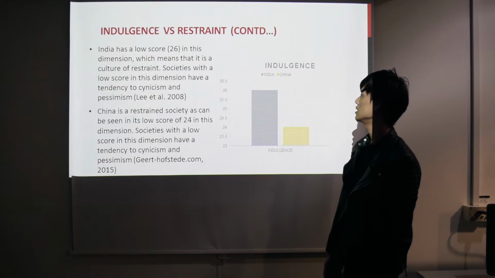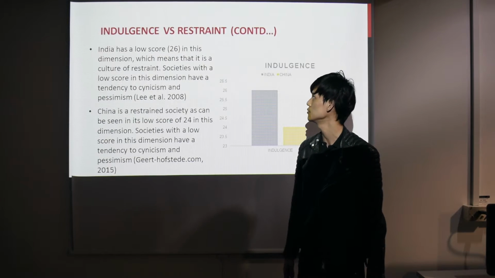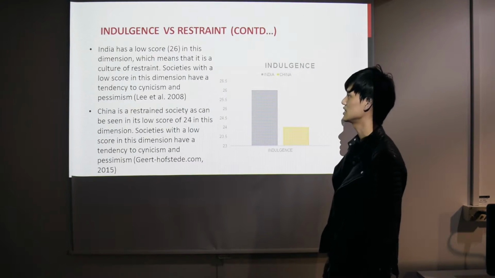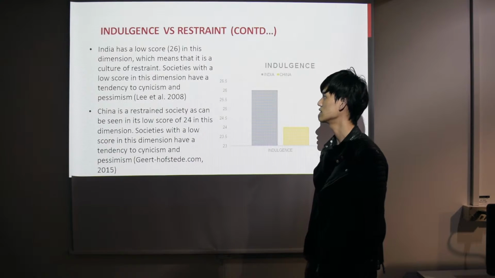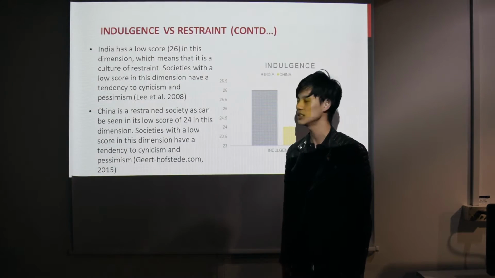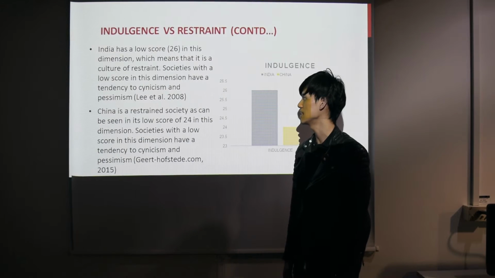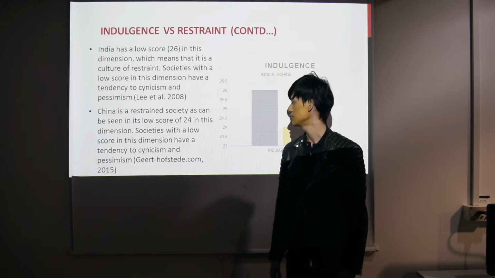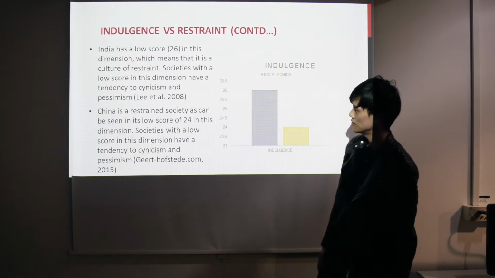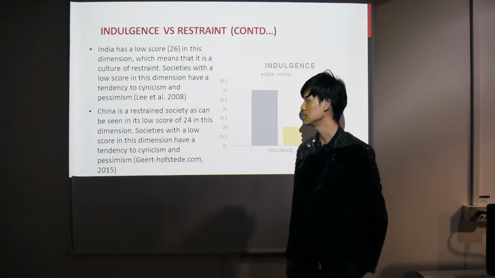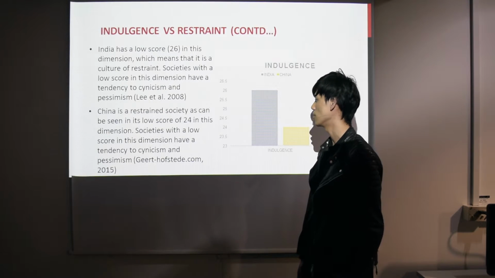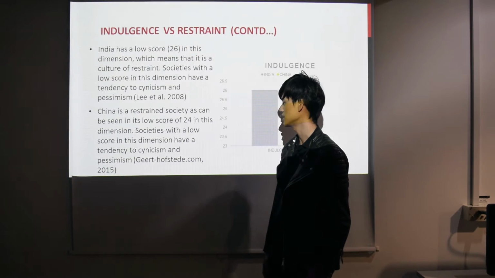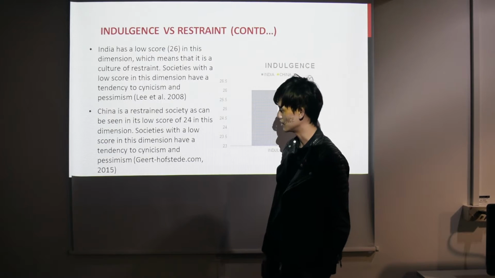This is the continuation for indulgence versus restraint. India has a low score of 26 in this dimension, which means that it is a culture of restraint. Societies with a low score in this dimension have a tendency to cynicism and pessimism. As for China, China is a restrained society, as can be seen at its low score of 24 in this dimension. Societies with a low score in this dimension have a tendency to cynicism and pessimism.